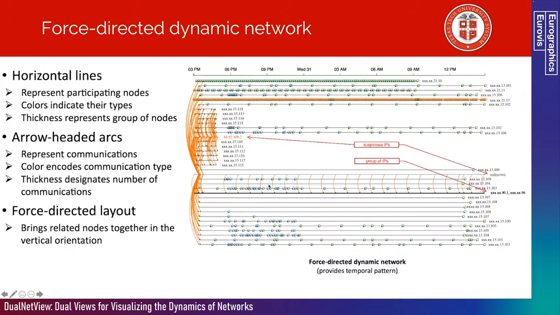Force-directed layout. Because of the time constraint, this force-directed layout is used to bring the nodes with related nodes together in the vertical orientation. This one also helps to detect communities as well.